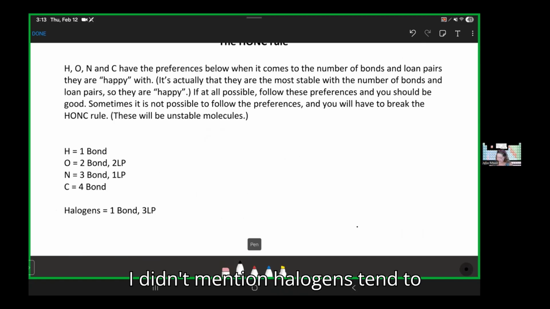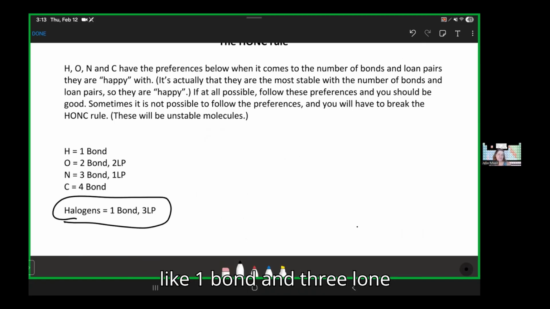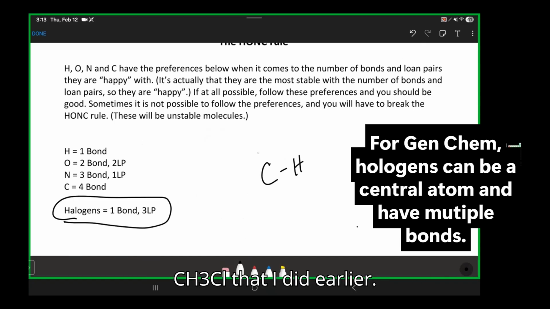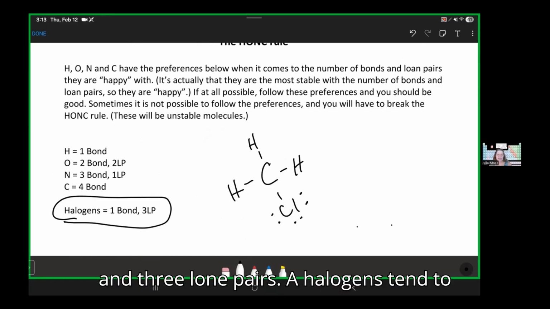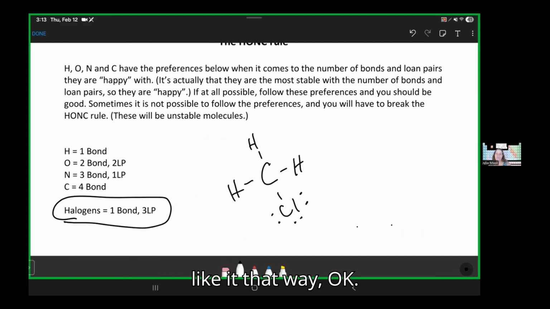Okay, and I didn't mention halogens tend to like 1 bond and 3 lone pairs. So typically like the CH3Cl that I did earlier, that chlorine, that halogen, had 1 bond and 3 lone pairs. Halogens tend to like it that way.